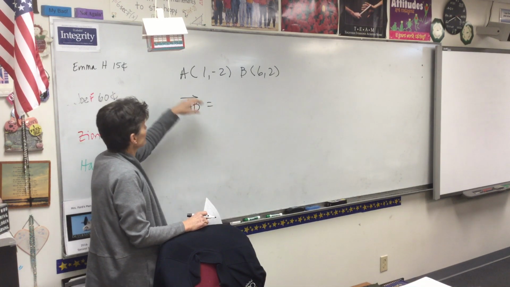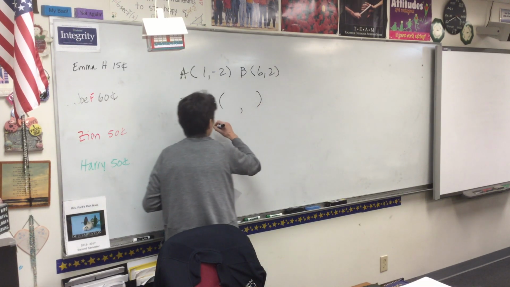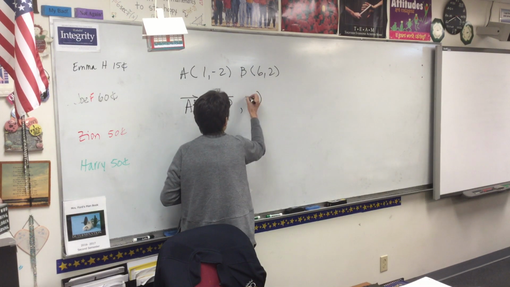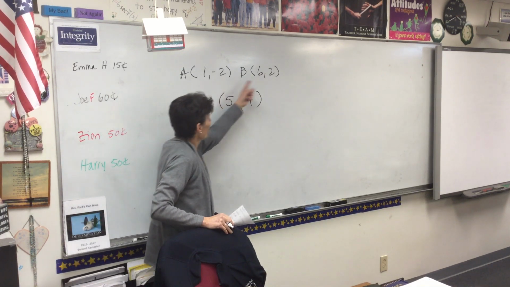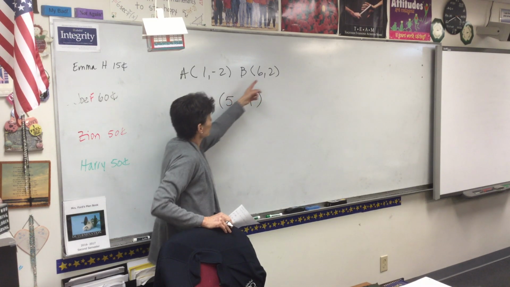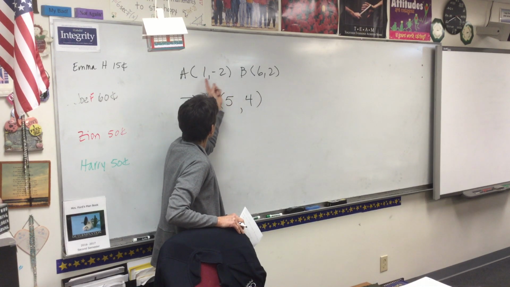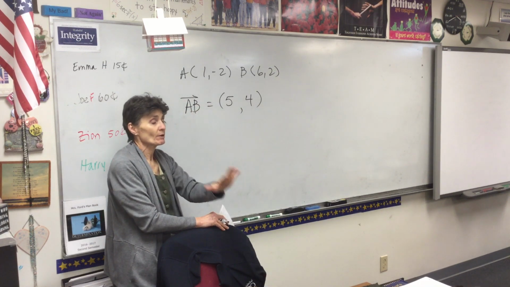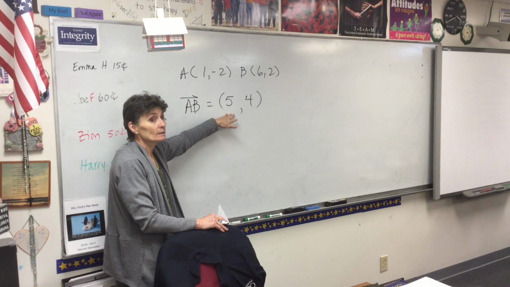All right, here we go. We want to know, what are the coordinates of the vector from A to B? I don't care how you figure that out, but somehow you have to come up with 5, 4. I'm going from 1 to 6. In my mind, that's simple. It's 5 steps. I'm going from -2 to 2. That's 4 steps. If you want to subtract and do 6 minus 1 and 2 minus -2, I don't care. It doesn't matter how you do it, but that is the only correct answer. Got it?